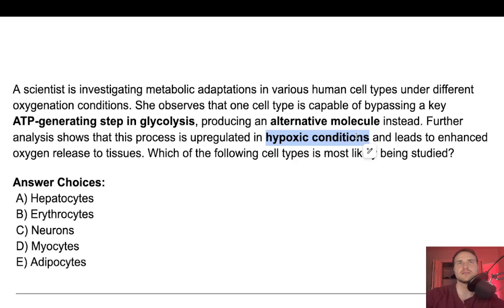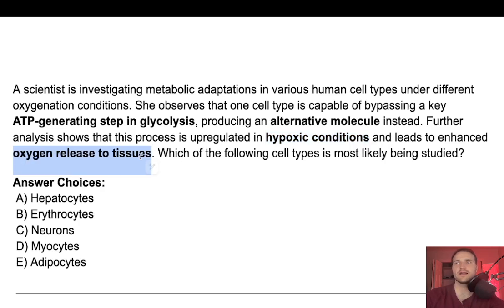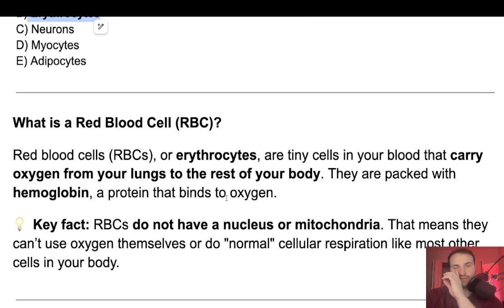So that should key us into the 2,3-bisphosphoglycerate stuff of red blood cells, which leads to enhanced oxygen release to tissues. So this is what causes the oxygen to be more released to tissues. So we know it's going to be a red blood cell, so that's going to be our correct answer. But let's dive into this and really explain this concept.